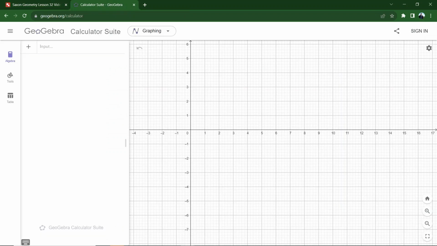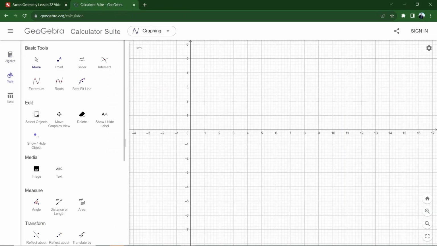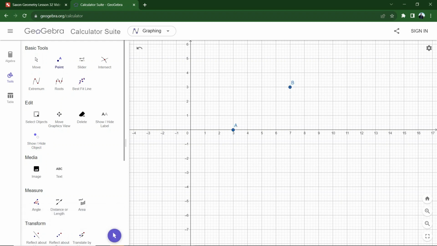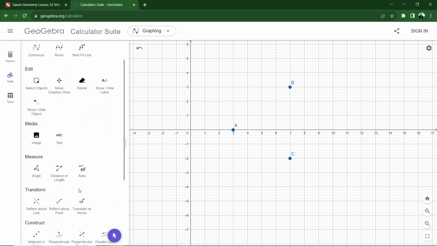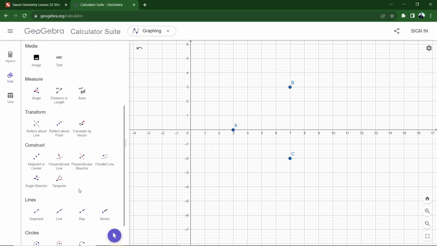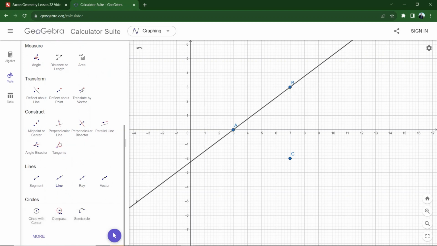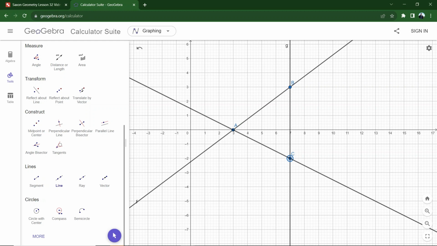Alright, so back to GeoGebra, back to the geometry tools, and I'm just going to make any old triangle. I'm going to start with 3 points. We'll just put points here, here, and here, okay? And then this time, instead of drawing segments to make my triangle, I'm actually going to use lines. Because remember, altitudes are measured as perpendiculars to the line containing the opposite side.